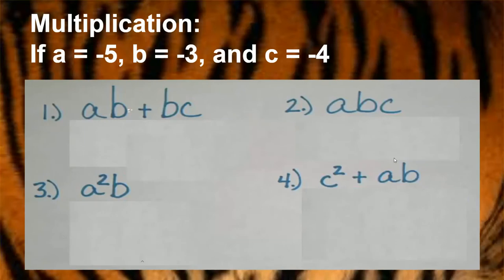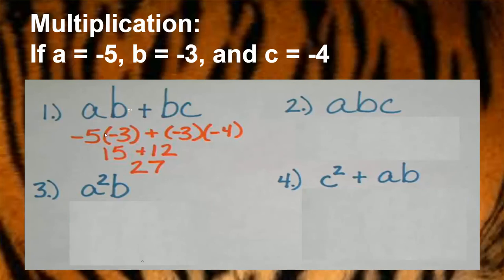Substitution. Let's pretend that a is negative 5, b is negative 3, and c is negative 4. So if I have ab plus bc, ab means a times b, whatever those values are. So I do negative 5 times negative 3, plus bc is negative 3 times negative 4. Using order of operations, I multiply those numbers first. So 5 and 3 is 15. Two negatives make a positive. 3 and 4 is 12. Two negatives make a positive there. 15 plus 12 is 27. And I'm done.